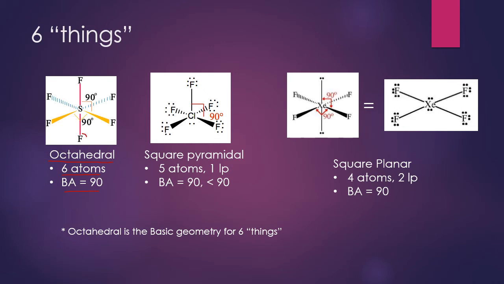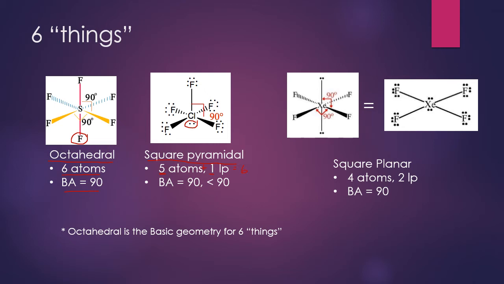Now imagine taking away one of these atoms, one of these fluorine atoms, and instead replacing it with a lone pair. So when we do that, what we get is a square pyramidal shape. So now we have just 5 atoms around the central atom and 1 lone pair. So it's still a total of 6 things, it's just 5 of them are atoms and 1 of them is a lone pair.